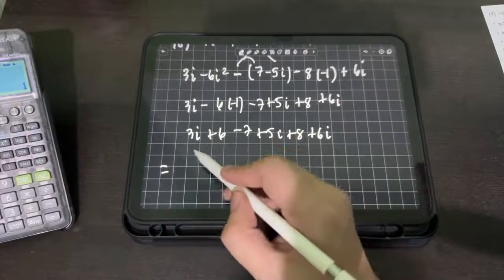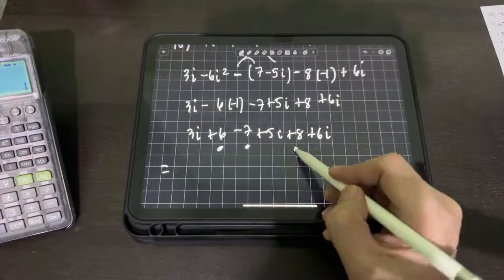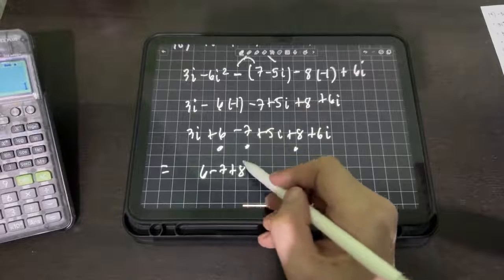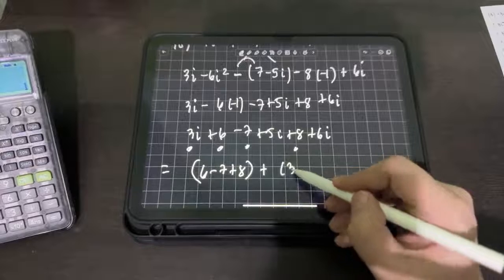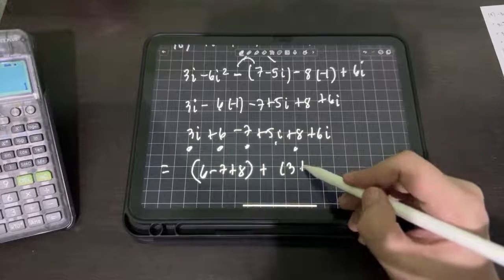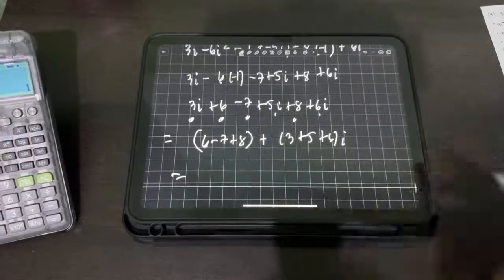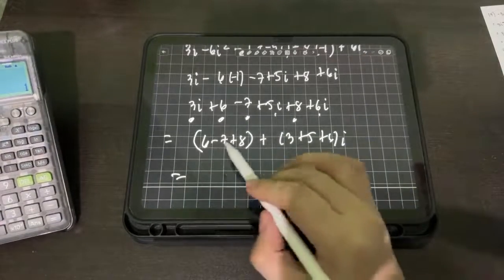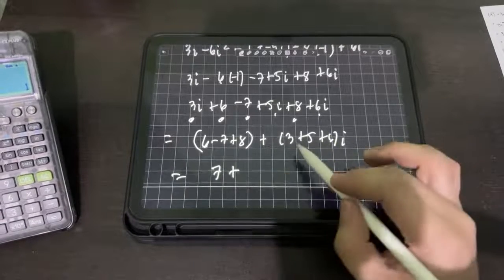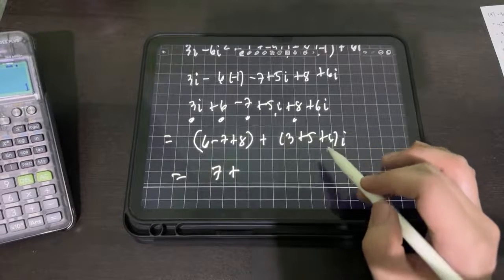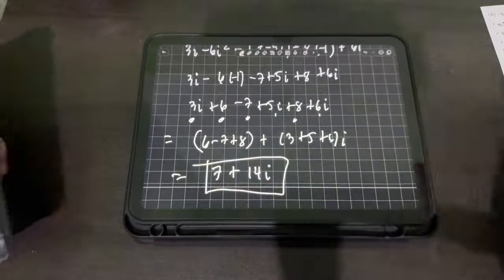We can combine the real part first. So 6 minus 7 plus 8. And then the imaginary part, so 3i plus 5i plus 6i. So 6 minus 7 plus 8, 7, right? Plus 3 plus 5 plus 6, 14i. So this is the answer.